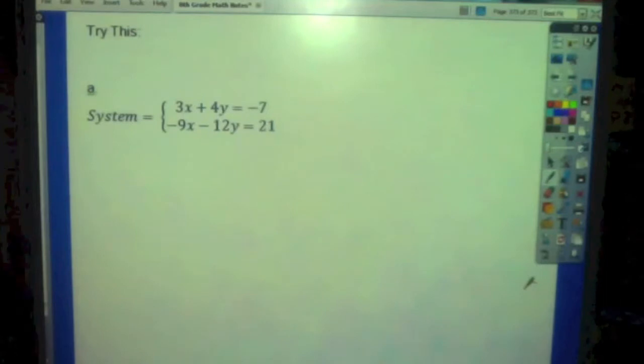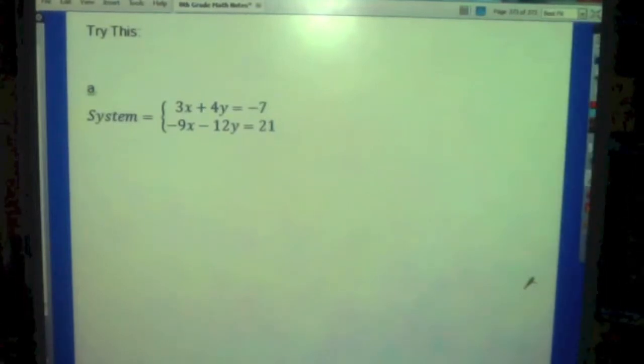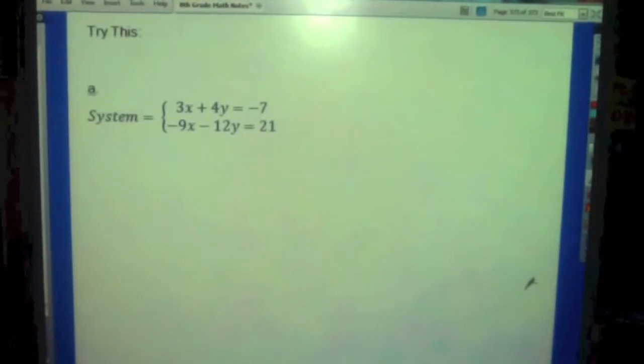Okay, try this problem, work this one out, and then see if you can decide which type of solution it's going to have. One solution, no solution, or infinite solution. Okay, Miss Manir, you can hit pause and let them work this one out, and then we'll take a look at the answer when they get done.